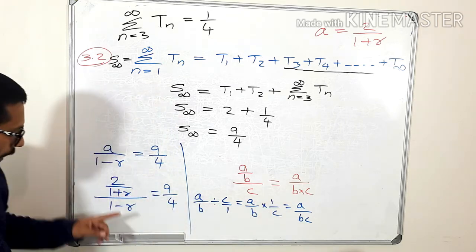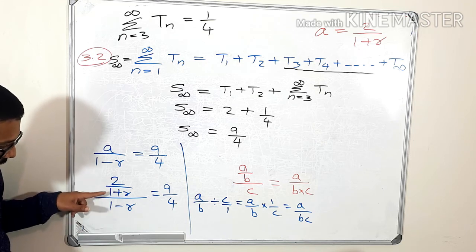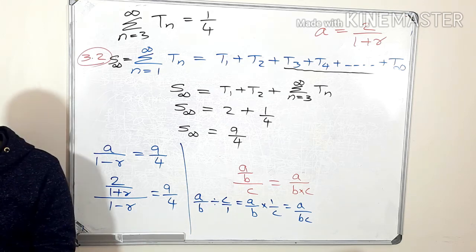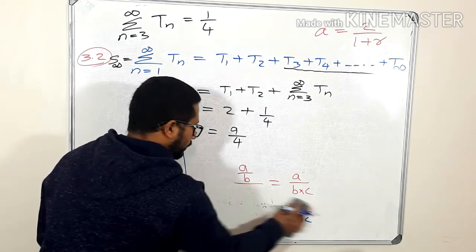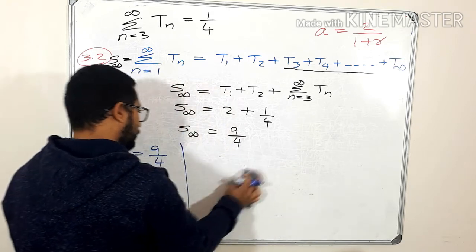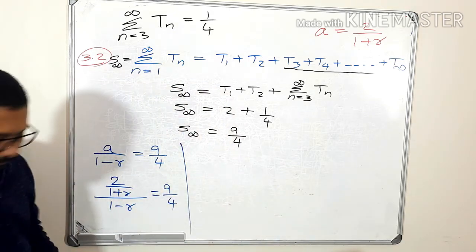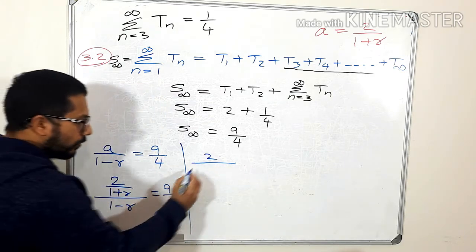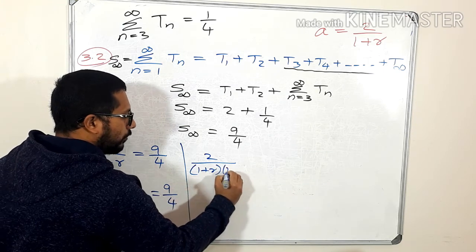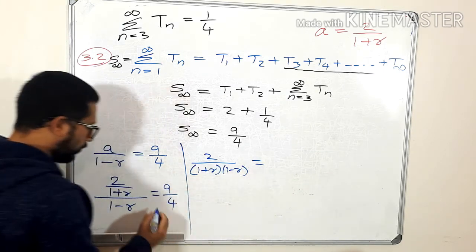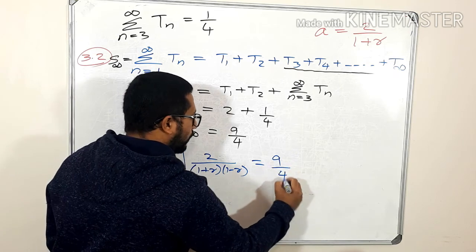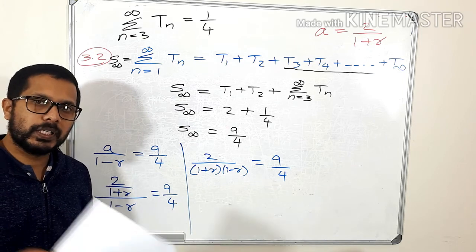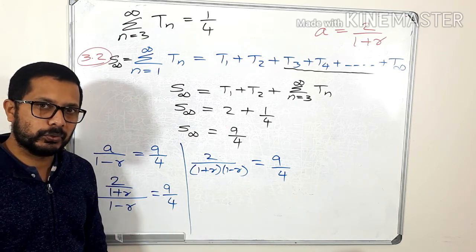Is it not like that one? A by B by C, that means you are supposed to multiply this 1 plus R and 1 minus R. Let me write that one now. So 2 divided by, now I'm going to multiply these two, 1 plus R into 1 minus R, is equal to 9 divided by 4. Actually, what is this 1 plus R times 1 minus R? A plus B times A minus B. Difference of two squares. Am I right?